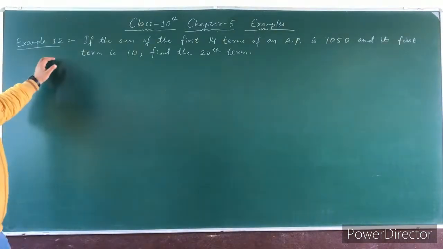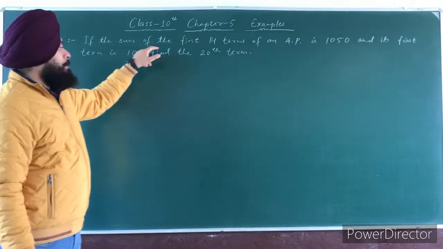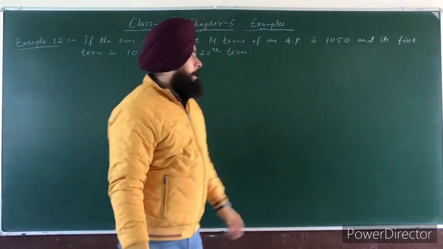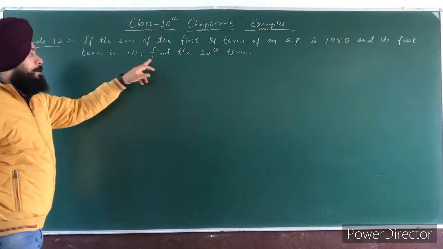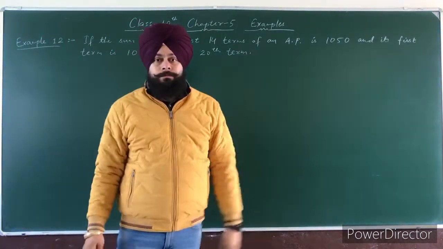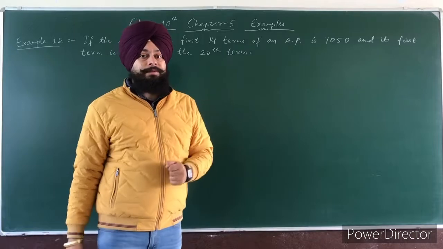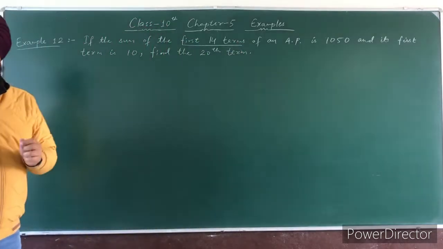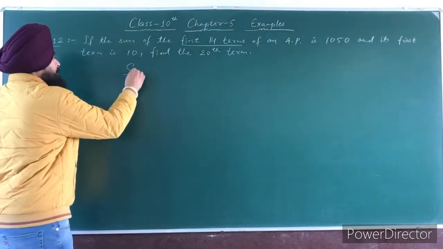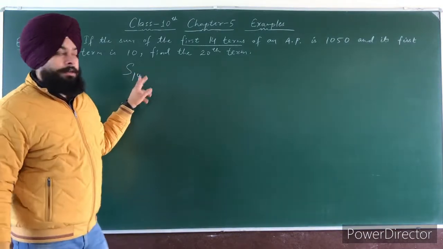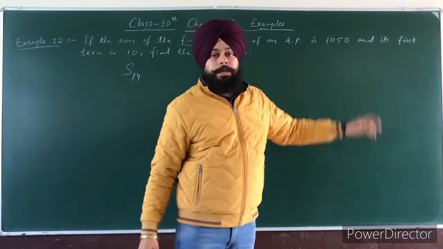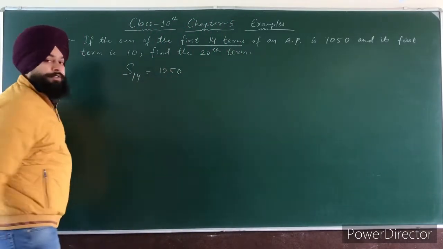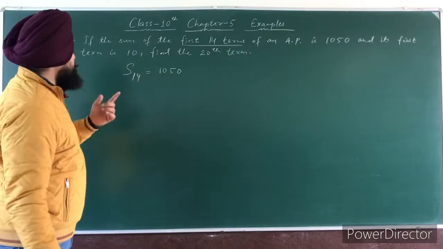Next, see the example number 12. If the sum of the first 14 terms of an AP is 1050 and its first term is 10, you have to find the 20th term. So in this question, the sum is given, the sum of first 14 terms. So S14 is given here. How much? It is 1050. And its first term is 10.